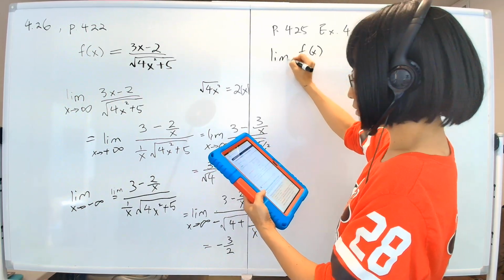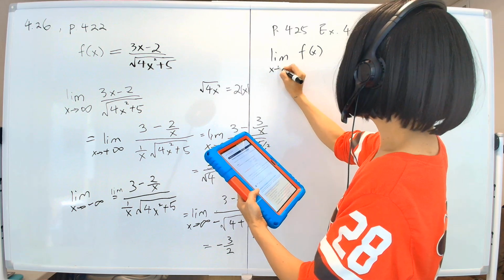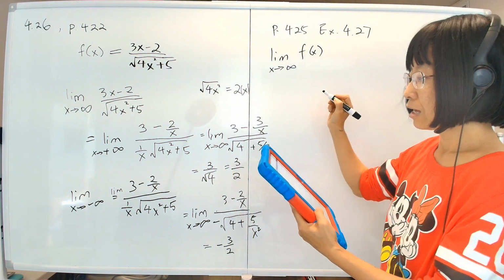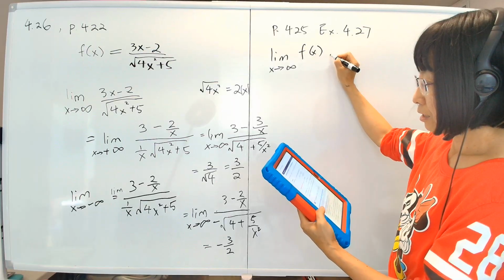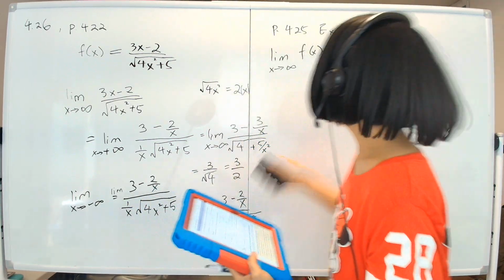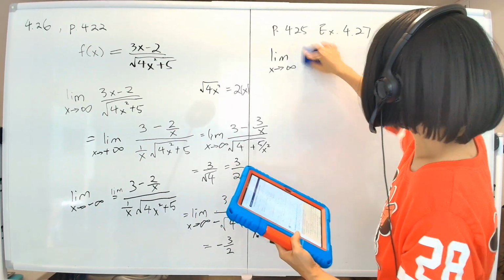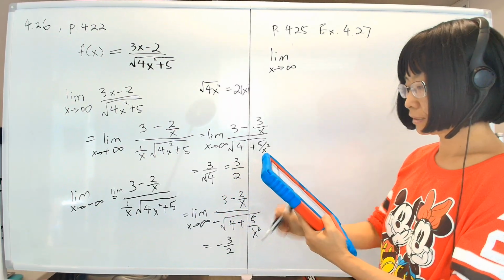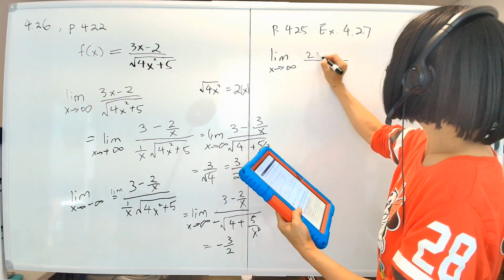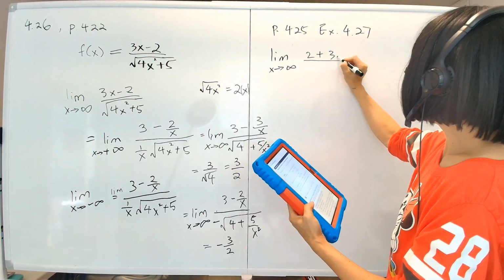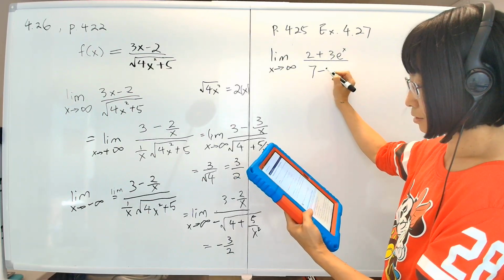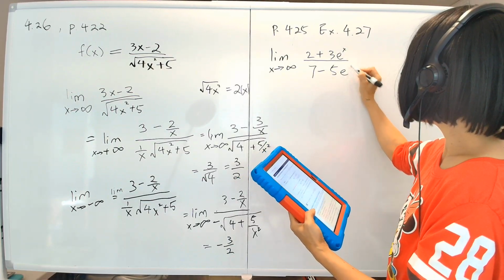Your function is, okay, I'll write down the whole thing. We're looking for the limit as x approaches both positive and negative infinity, but we'll do the positive one first. Where the function is this thing: 2 plus 3e to the power x, over 7 minus 5e to the power x.